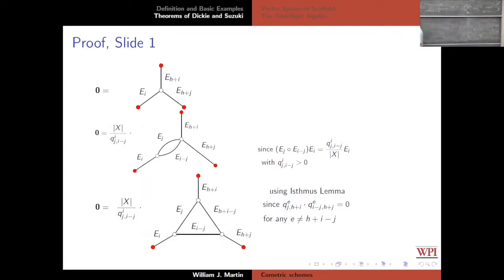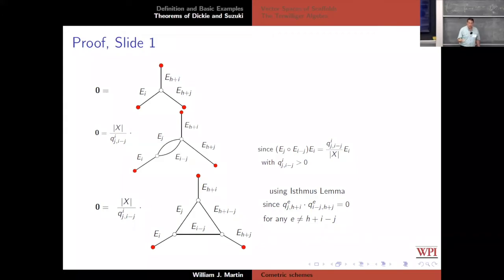Now remember that multiplying EI times the entry-wise product of EJ and EI minus J is a scalar multiple of EI. I have to make sure that that prime parameter is non-zero, because even if it was 0, I could go one way. But if it's non-zero, then I can go this way, and I know that prime parameter is non-zero because of the cometric condition.